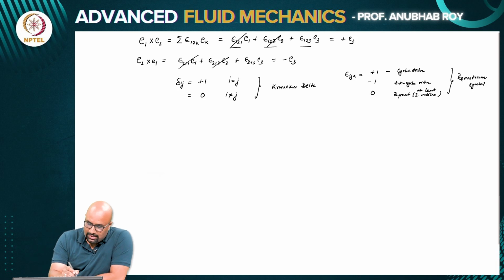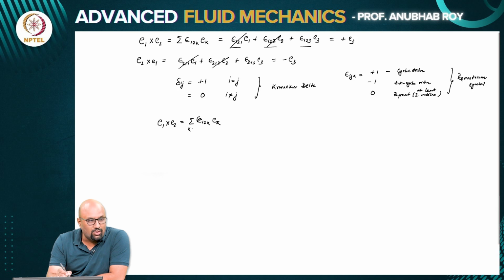So, the next part that we are going to do with this tool, the last bit of this calculation, is when I am writing E1 cross E2 as the summation over k of epsilon 1 2 k Ek. We are doing a summation over all values of k. So, it is actually k running from 1 to 3. There are 3 dimensions that we are looking at. So, k goes from 1 to 3.